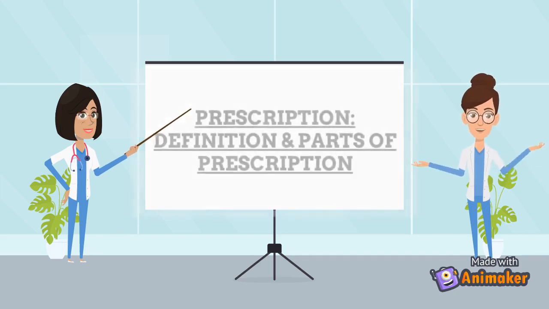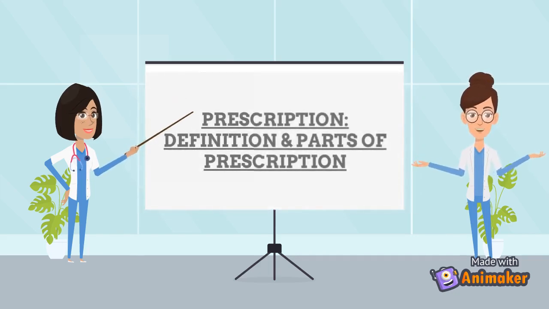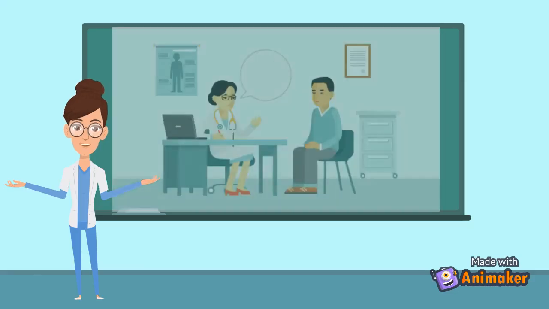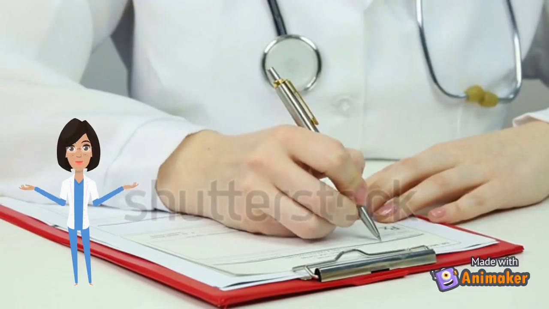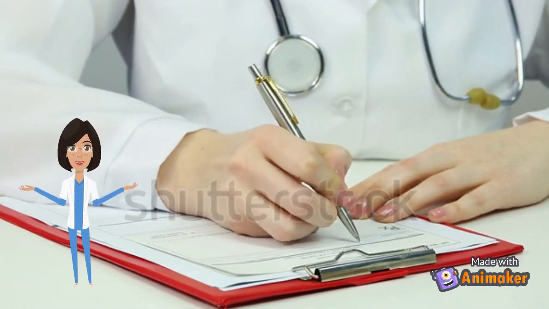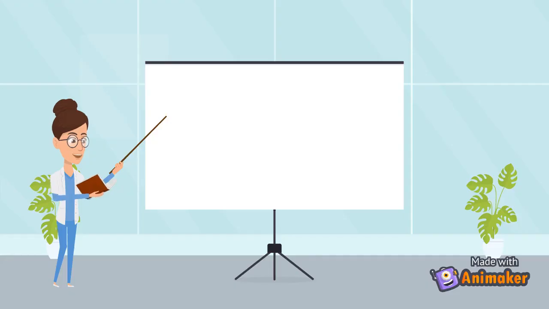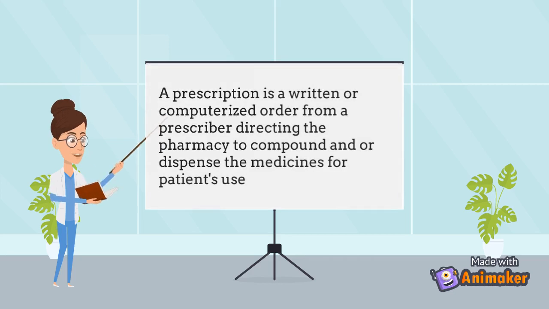Today in this video, we are going to learn about the definition and parts of a prescription. So let's get started. When a patient comes to consult the doctor for his or her medical condition, the doctor, on the basis of the signs, symptoms, medical history, etc., writes a prescription. So basically, a prescription is a written or computerized order from a prescriber directing the pharmacy to compound and/or dispense the medicines for the patient's use.